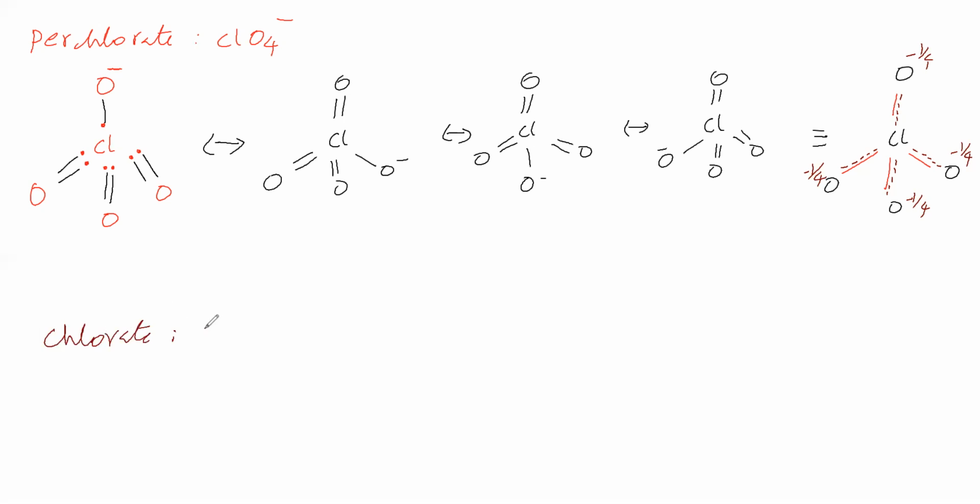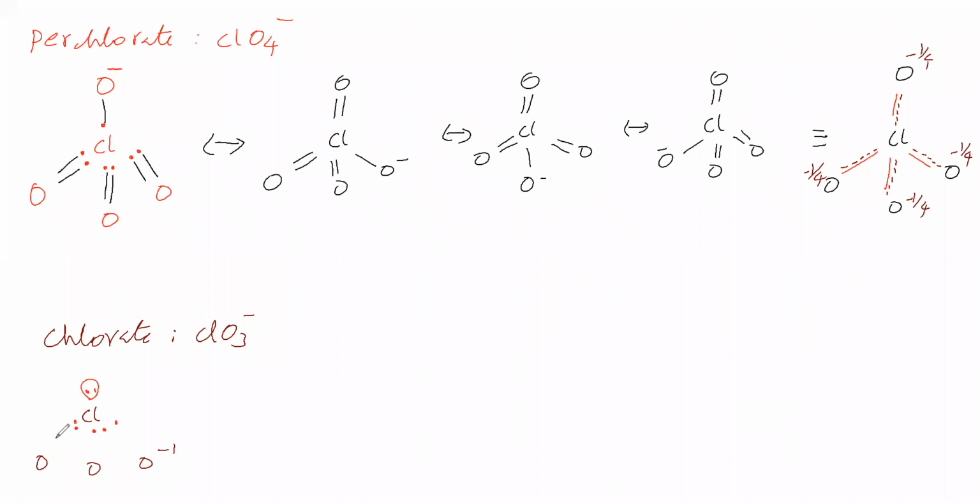Then we will take chlorate. For chlorate we will write resonance structures. So I will take chlorine and 3 oxygen atoms. I will write 3 oxygen atoms, and the minus 1 I will give to any one of the oxygen atoms for the resonance structure. Then for this chlorine, the valence shell contains 7 electrons, so we will give 7 dots.